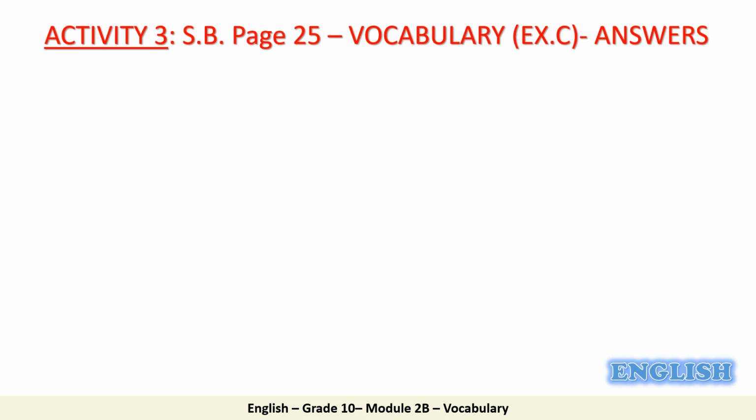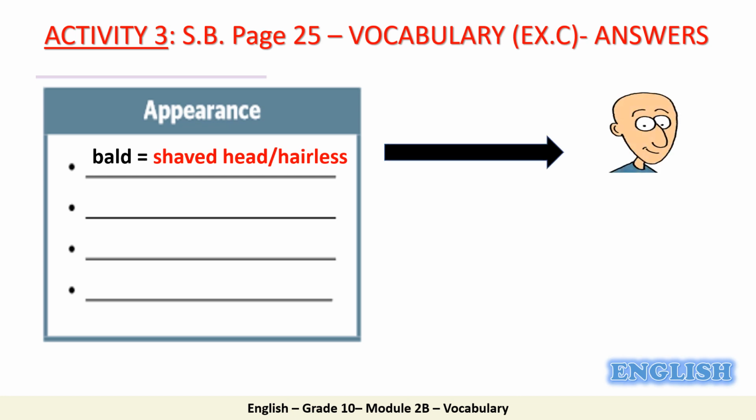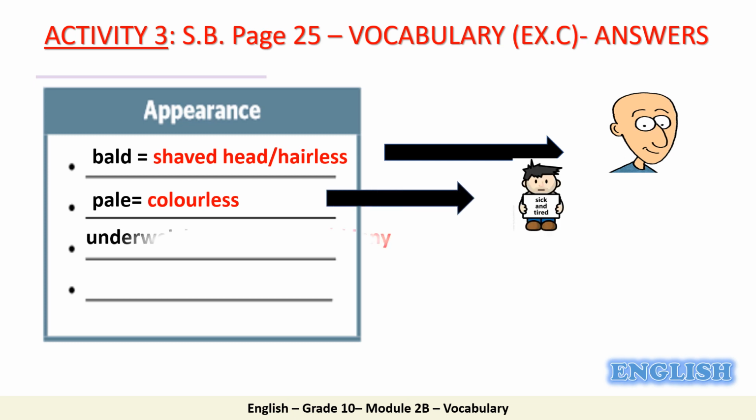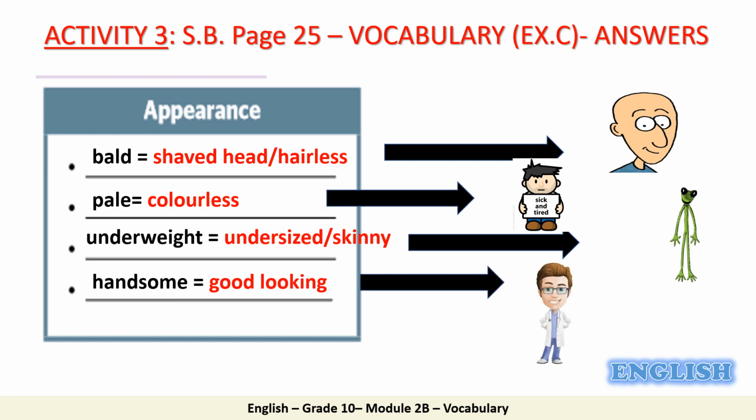Our last category is the appearance category. We also have 4 adjectives over here. The first one, bald, which means shaved head or hairless. Number 2, pale, colorless. 3, underweight, which means undersized or skinny. 4, handsome, which means good looking. Do not forget to describe your character's physical appearance or looks when you write because it creates real pictures in your readers' minds and connects them with your characters.